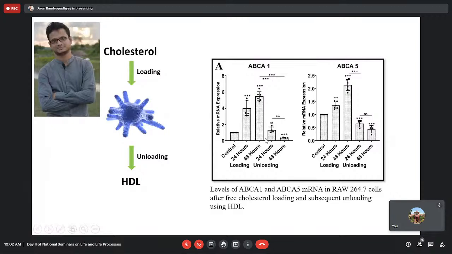And also they are removed. When HDL was utilized to remove the excess cholesterol, the ABCA1 and ABCA5 levels were downregulated. So it suggests that ABCA1 and ABCA5 behave similarly as cholesterol responsive genes. So you treat the cell with high cholesterol, ABCA1 is increased. You treat the cell with high cholesterol, ABCA5 is increased. But this cholesterol level is the physiological level.